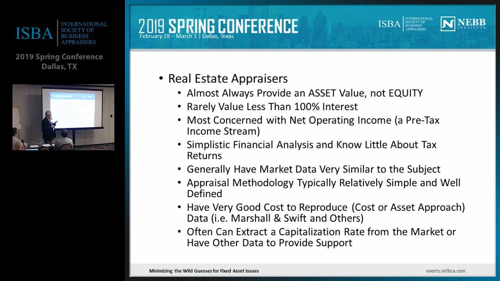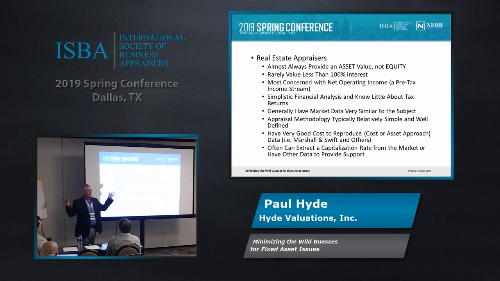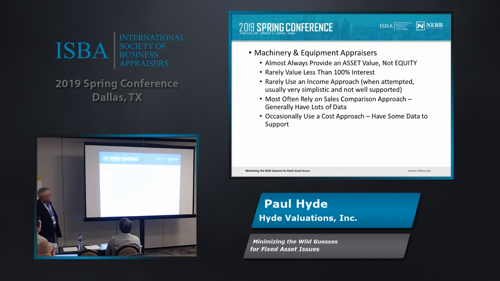There's a medium amount. The cost to reproduce, they've got really good data too. They've got Marshall and Swift and other sources like that, where they've got probably several hundred thousand pieces of equipment or a property coming in. And they've got really, really good supportable data. And they can often extract this cap rate from the market, or at least have some other ways to do it too. Machinery equipment guys, they almost always give you an asset value.